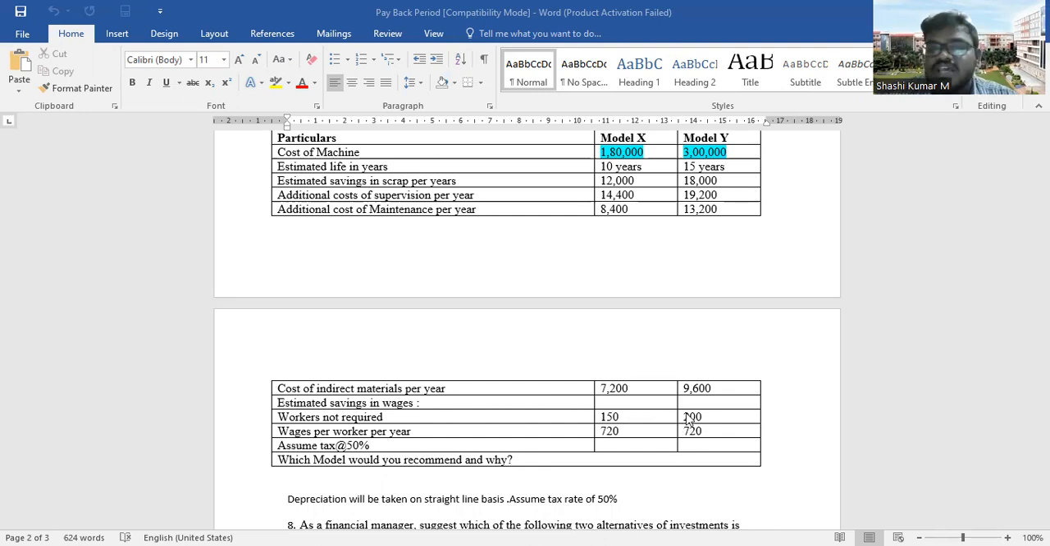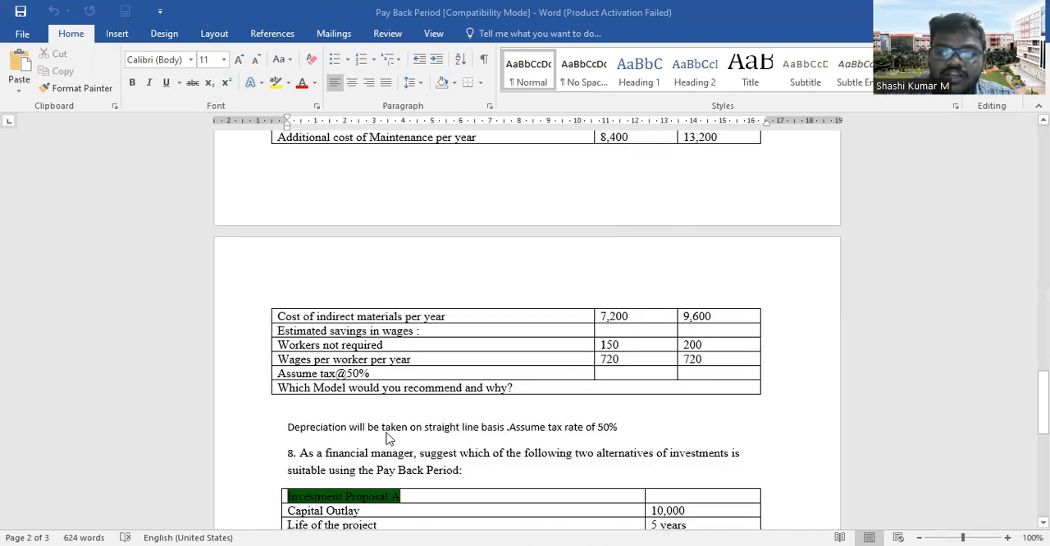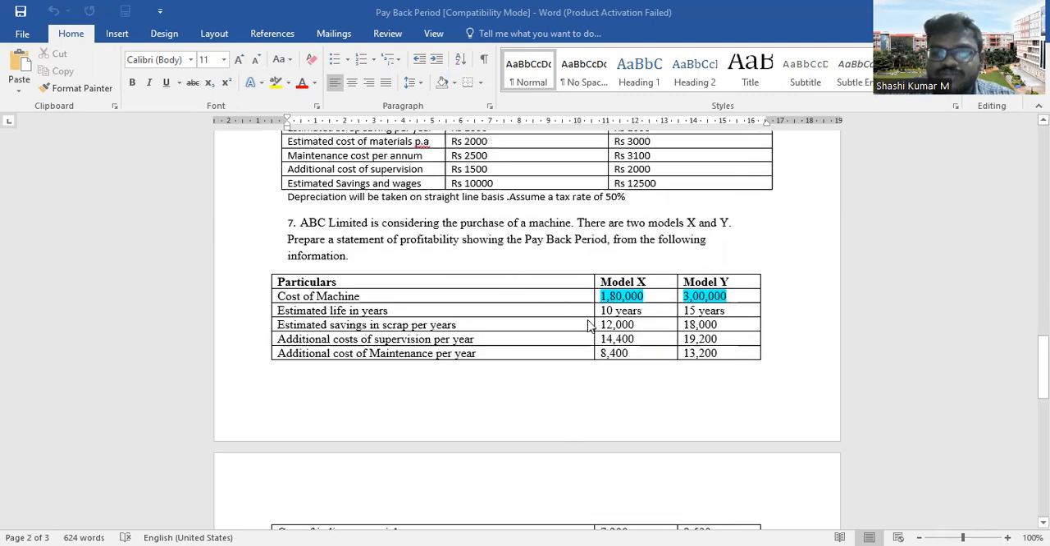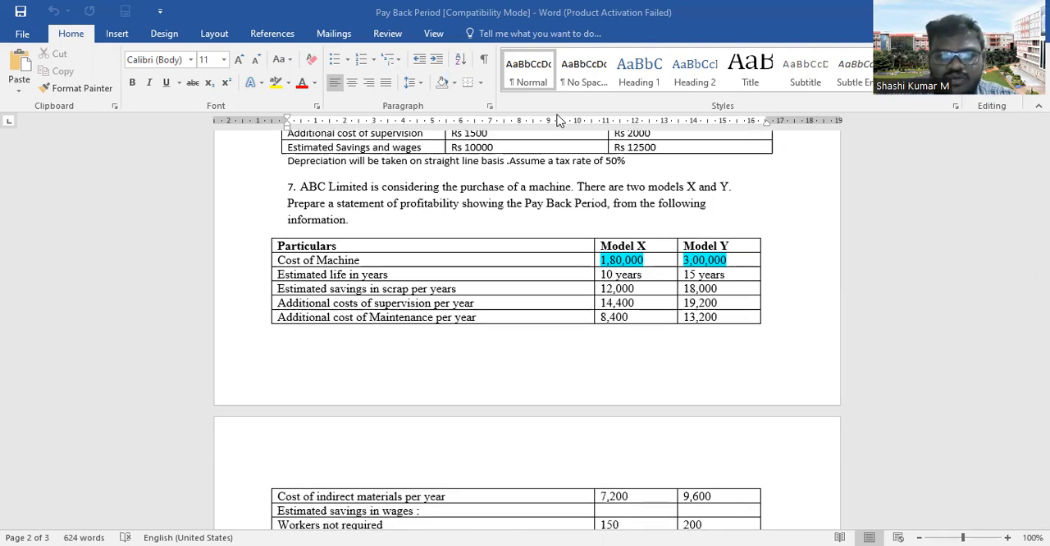Using this information, we are going to find the taxable income. Assume that depreciation will be taken on a straight line basis, and assume the tax rate is 50%. Straight line depreciation is 1,80,000 minus salvage value divided by the life of the asset. By that we will know the depreciation for every year. Now let us move to the solution.